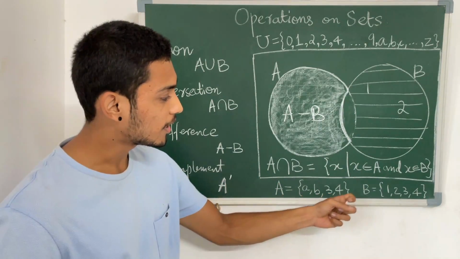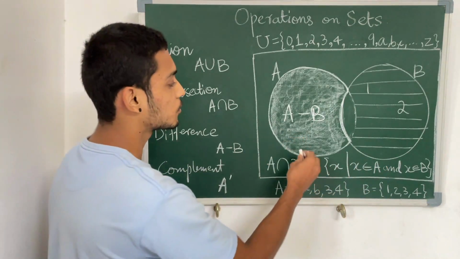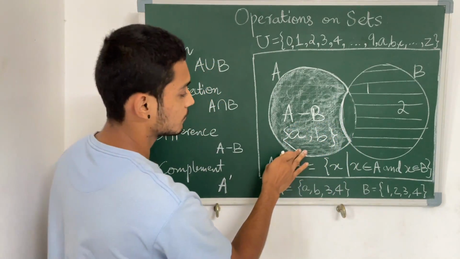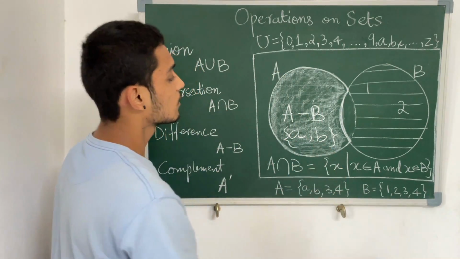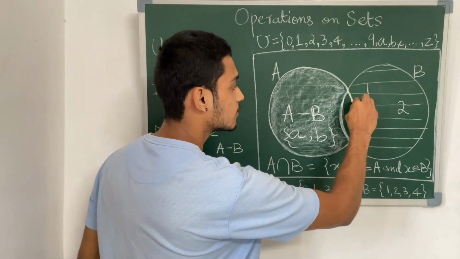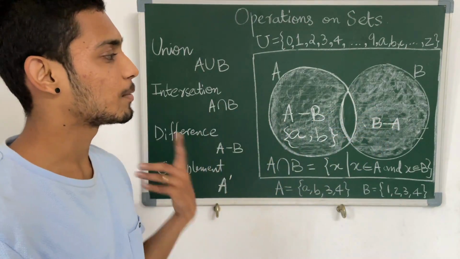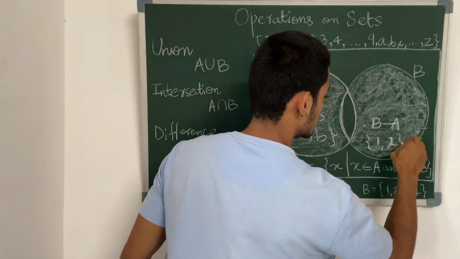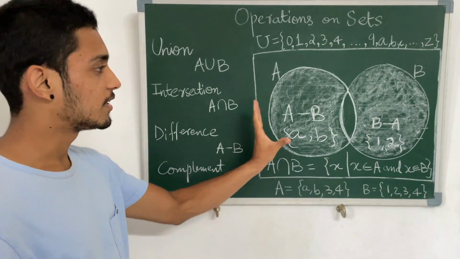So what could be the elements in this? A has a, b, 3, 4 and B has 1, 2, 3, 4. So from A we remove the common elements 3 and 4. So basically this set has only the elements a and b. That's it. So for our example, this is the set difference. Okay? So what would be B minus A? That's it, 1 and 2. We have removed the common elements 3 and 4. So what remains is 1 and 2. Now this is B minus A, this is A minus B. We have two elements here. So we have understood set difference.